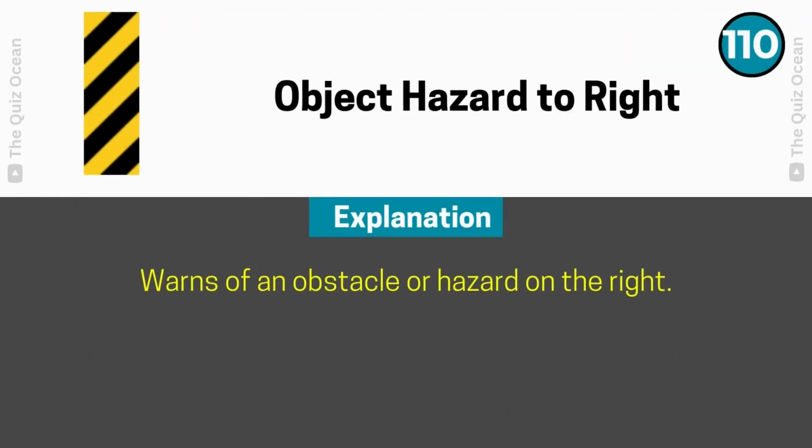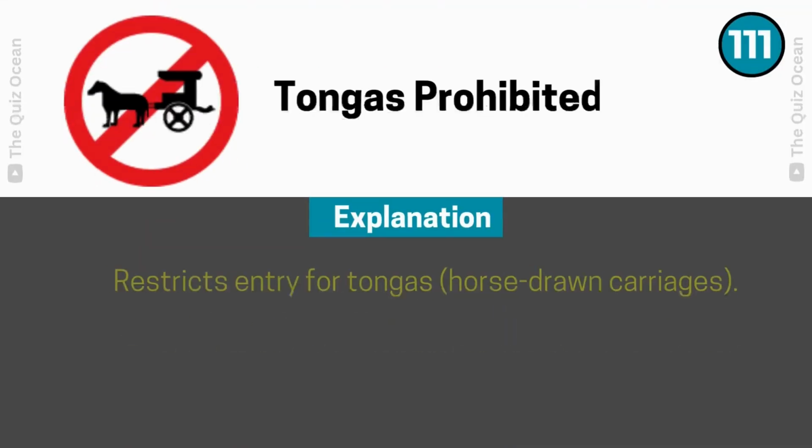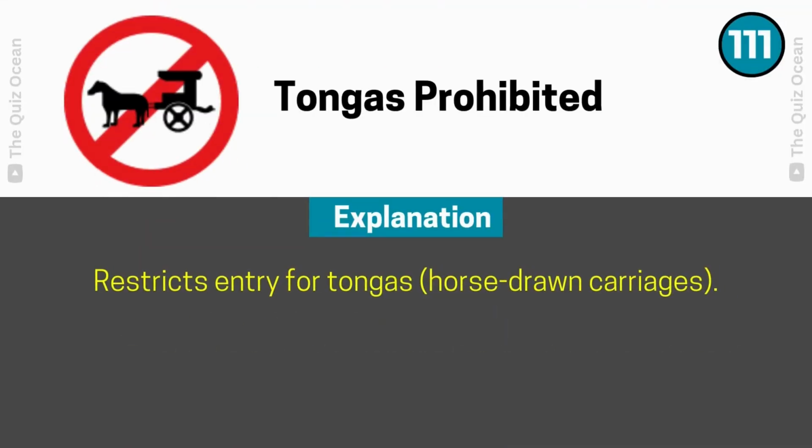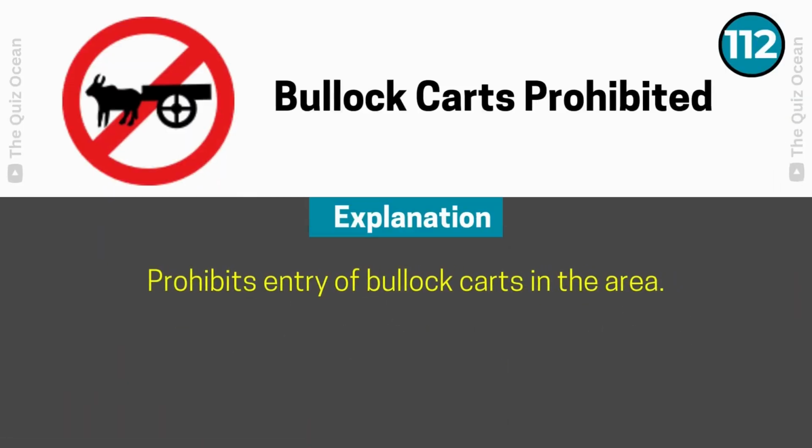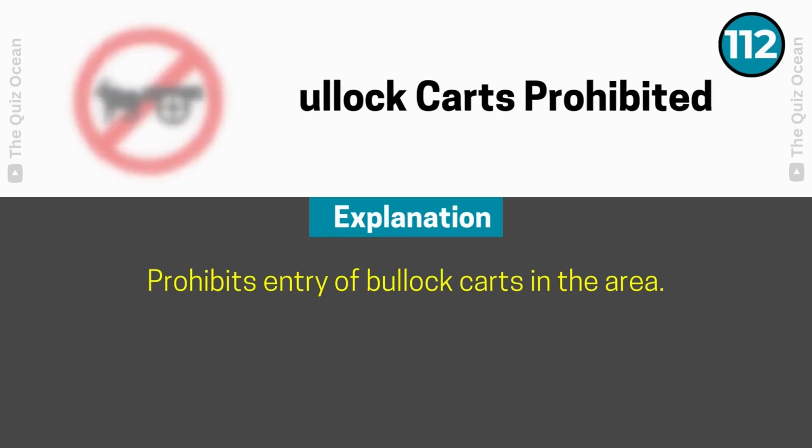Object hazard to right sign. Warns of an obstacle or hazard on the right. Tongas prohibited sign. Restricts entry for tongas, horse-drawn carriages. Bullock carts prohibited sign. Prohibits entry of bullock carts in the area.